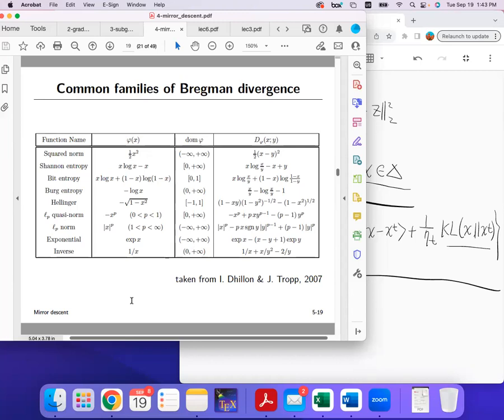And there is a table. The table could be bigger, but these are some of the popular ones. For different phi(x), it can generate different types of Bregman divergence. With the squared norm, we have Euclidean distance, first row. With entropy, we have KL divergence. And we have other entropy terms.